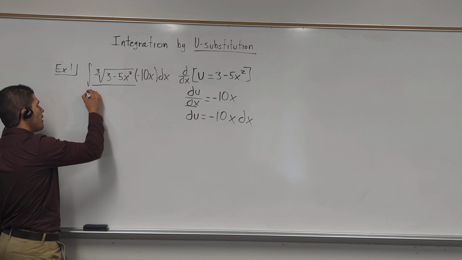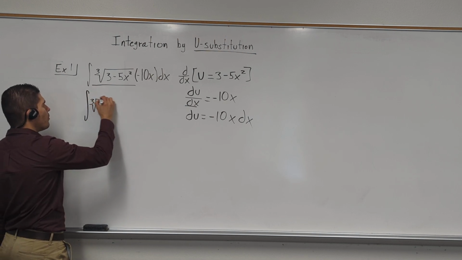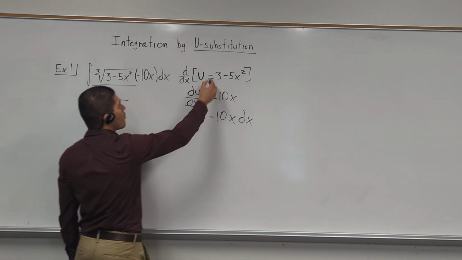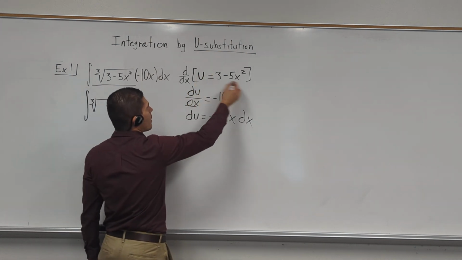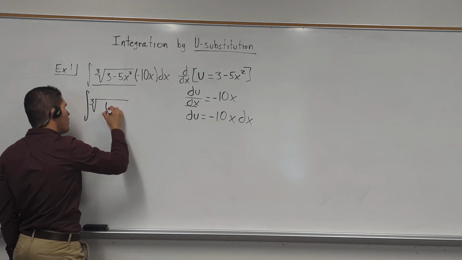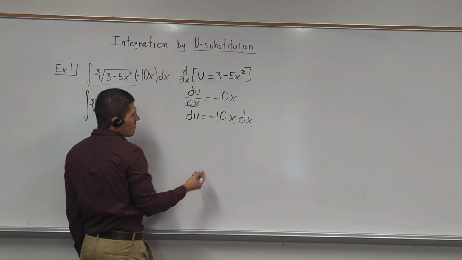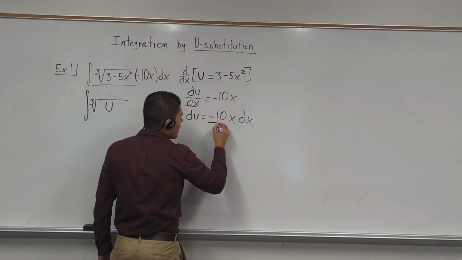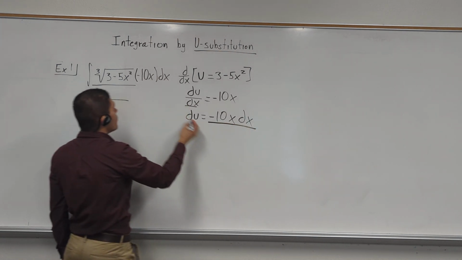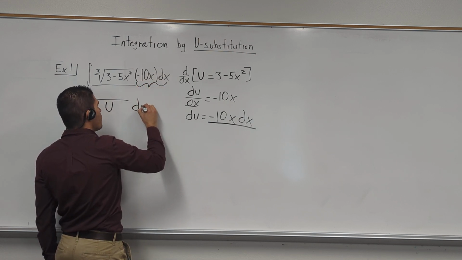Fine. First thing is, we have a cube root, and according to what we wrote here, we know that 3 minus 5x squared is equal to u, so I'm going to replace this with a u, and look at that. Coincidentally, not really, okay, I am getting that the negative 10x dx is equal to du, which means this part will get replaced with a du.